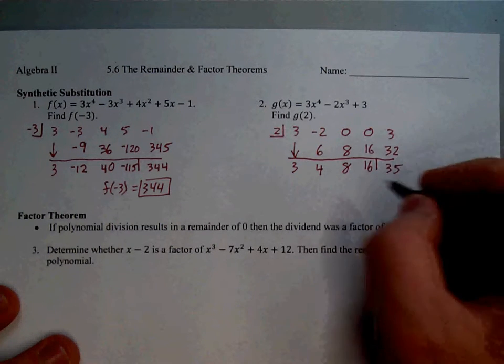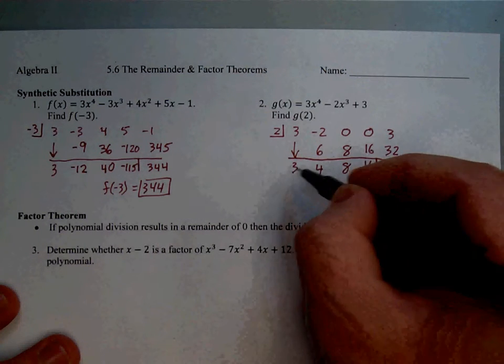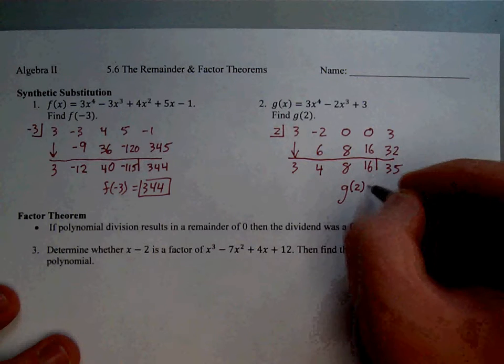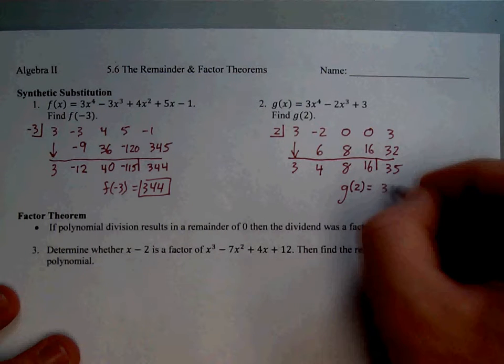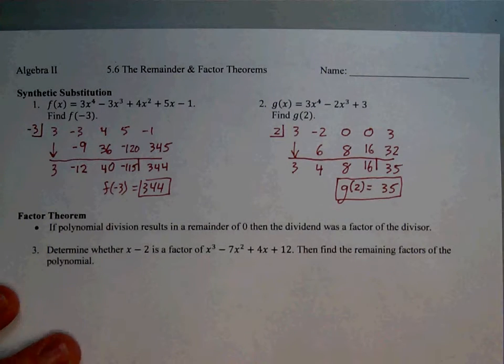So only the remainder, the remainder is the part I care about. That's what g of 2 is. When it was synthetic division, I cared about all of those coefficients. But all I want to know is what g of 2 is, and so that's 35. Just the remainder.